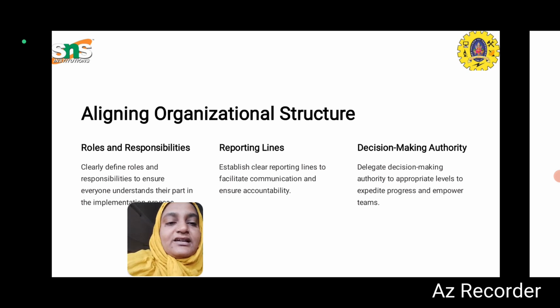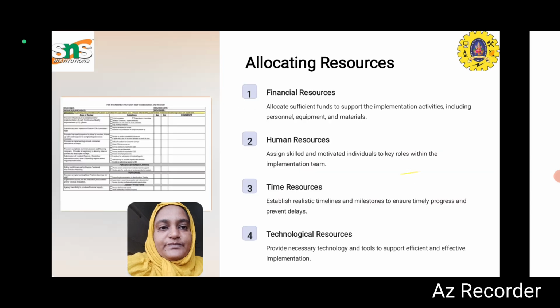So decision making authority, delegate decision making authority at the appropriate level to expedite progress and empower the team. So as a leader, you have to take a prompt decision if it is required, or else you could take decisions from the previous data that are there, how they have handled that situation. All this could help you.